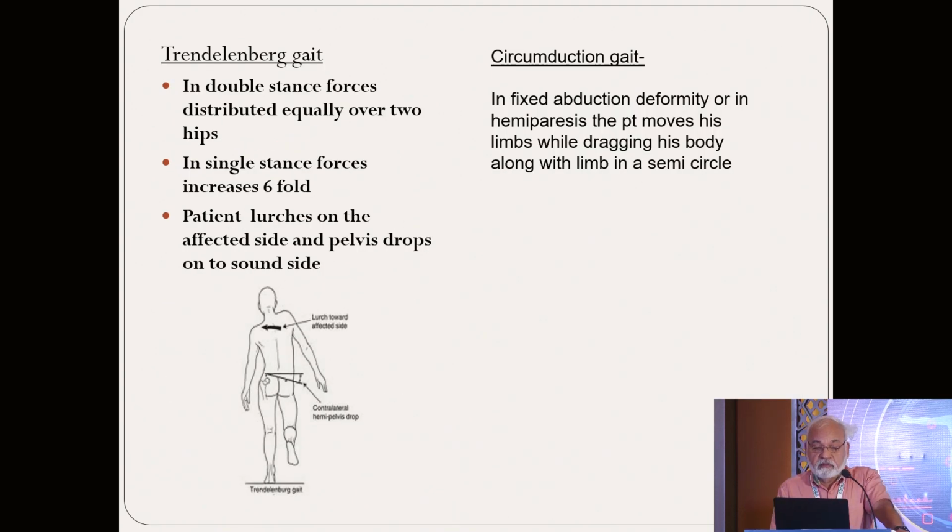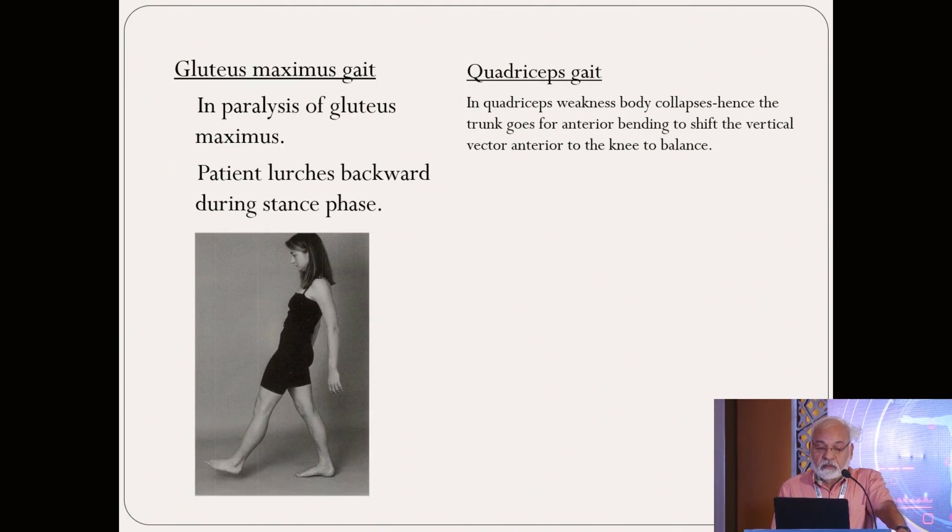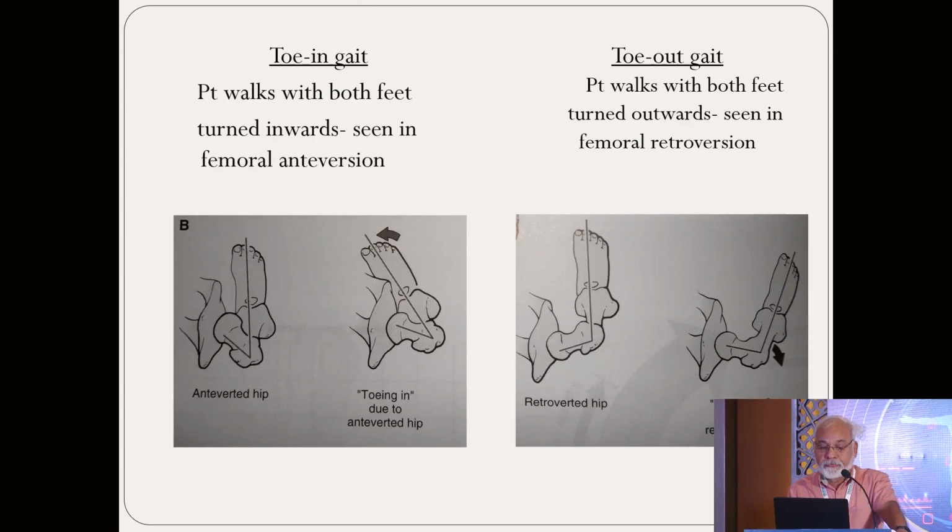Other abnormalities: the Trendelenburg test has already been discussed by Dr. Manal. Then circumduction gait. Then gluteus maximus gait, where the patient will lurch backward during the stance phase. Quadriceps gait, where due to weakness of the quadriceps muscle, the person will move forward to shift the TK line anteriorly to stabilize the knee joint.